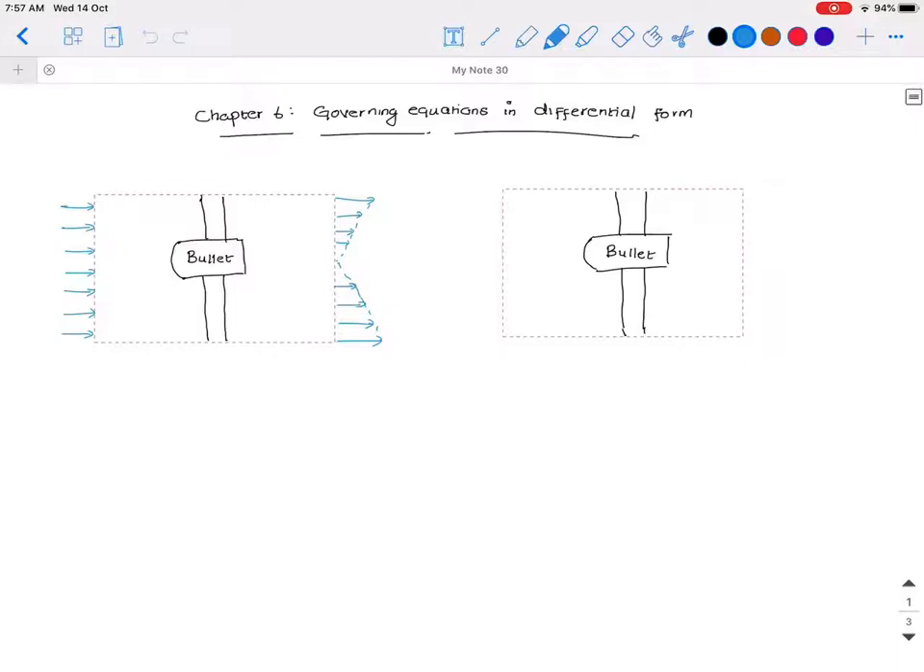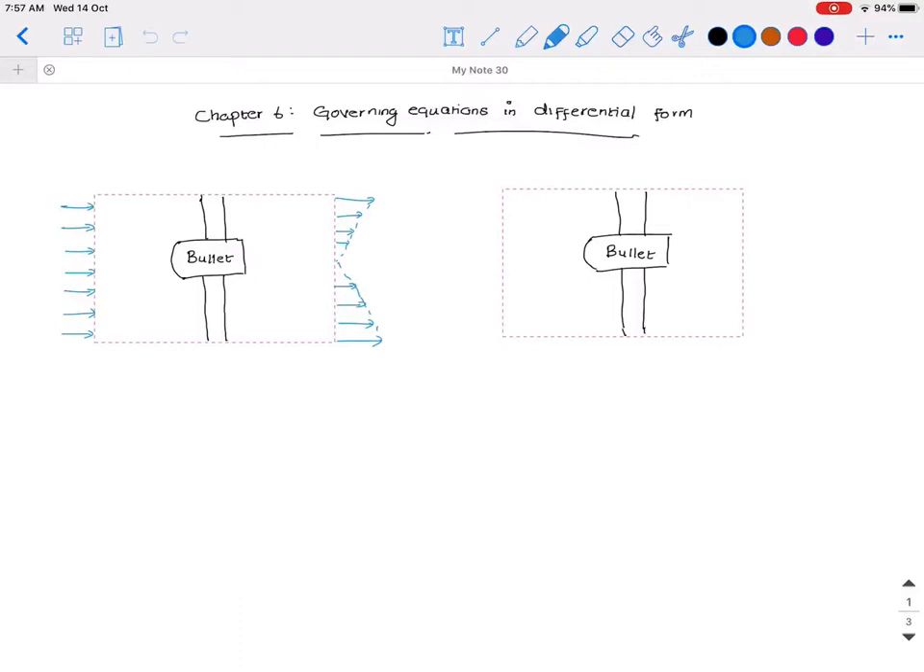Hi, from this lecture we'll be discussing governing equations in differential form. In the previous chapters we derived integral formulations of the conservation equations of fluid motion, but integral equations are very useful to get overall information about the fluid flow.